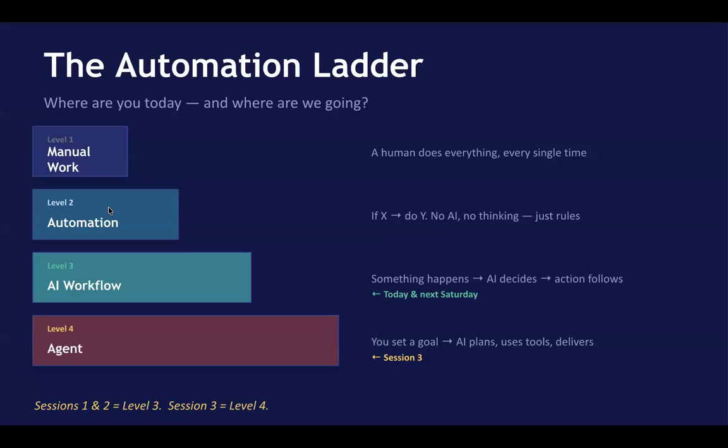Now, level three is what we're going to be doing today, which is the AI workflow, where something happens and then the AI decides what to do. This is the actual intelligent part. Then, after it decides on what to do, it produces an outcome, and according to that outcome, it follows up and actually does something. This is what we are going to be focusing on today and next Saturday.